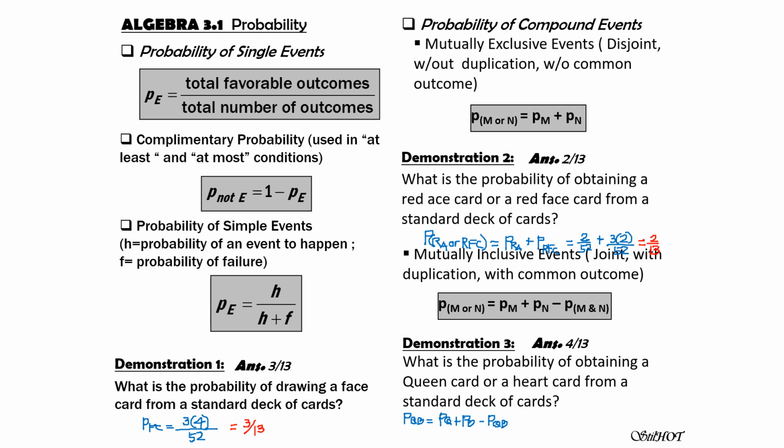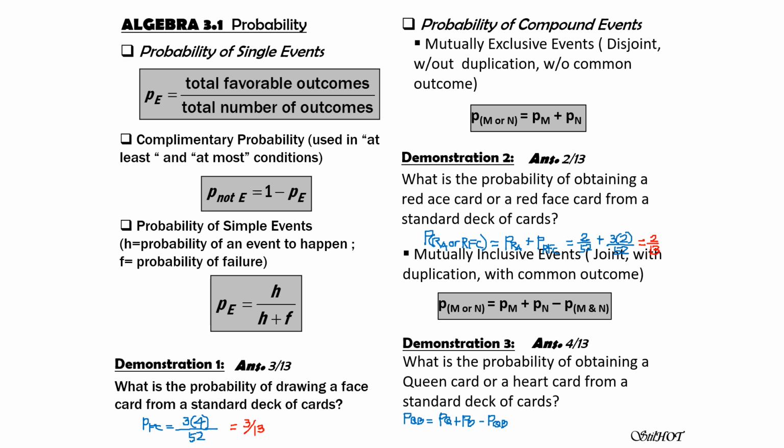So if we do not use the formula, we just take note that there will be 12 heart cards excluding the queen heart card, right? So there are 13 heart cards all in all. Ace to 10, then Jack, Queen, and King. That would be 13 heart cards.